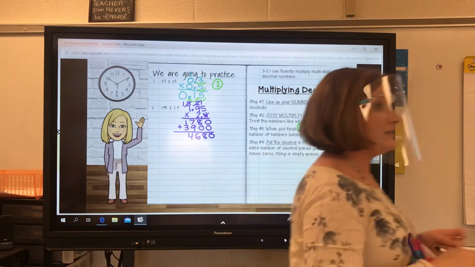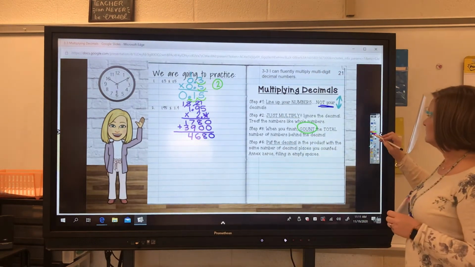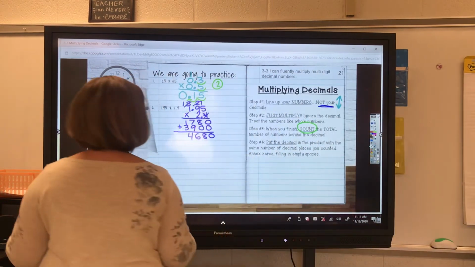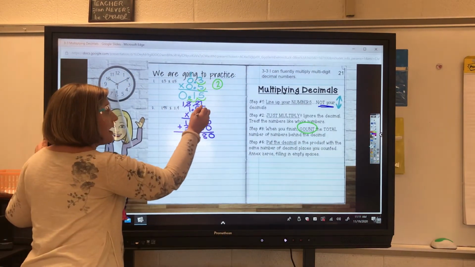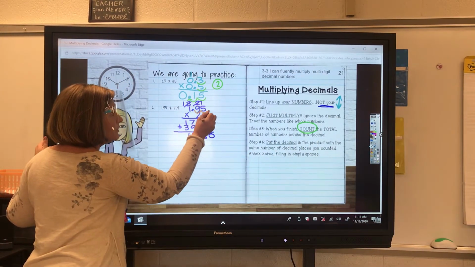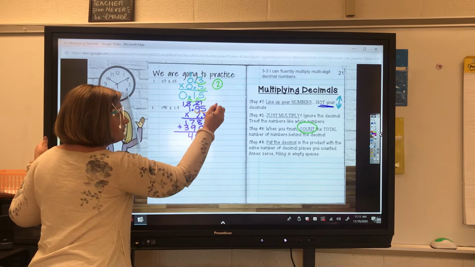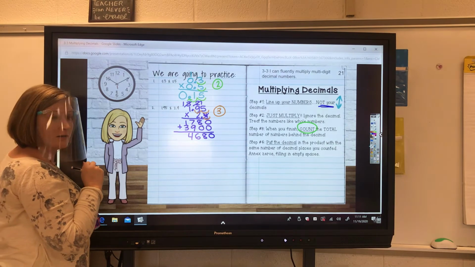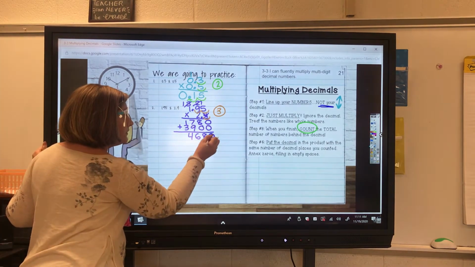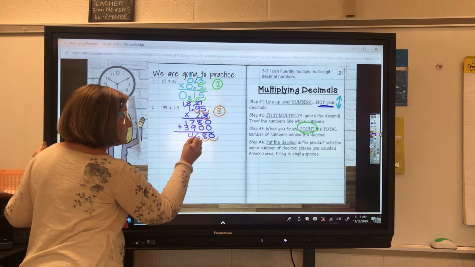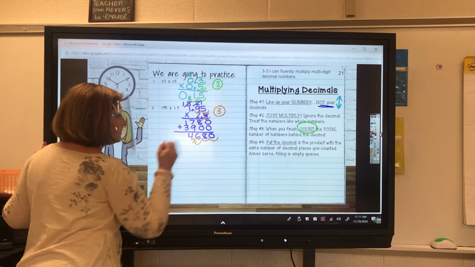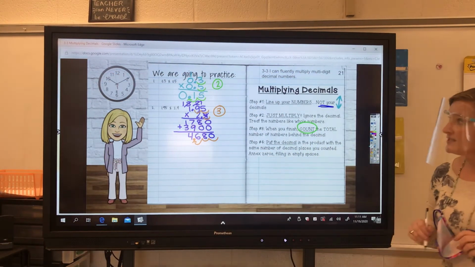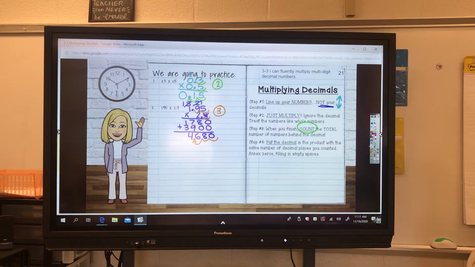Now, what do I need to do? Count your numbers behind the decimal. Yep, I've got to count how many numbers I have behind the decimal. I have 1, 2, 3. So how many numbers do I need behind my decimal over here? 3. 1, 2, 3. Does everybody see how we did that?